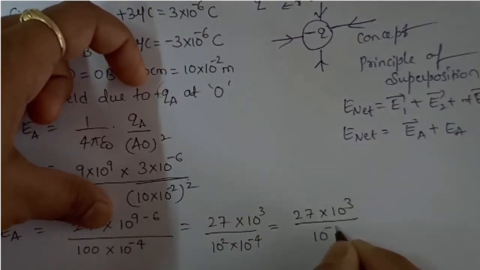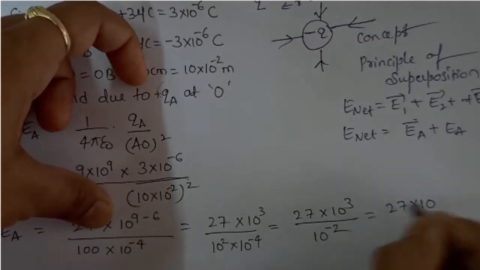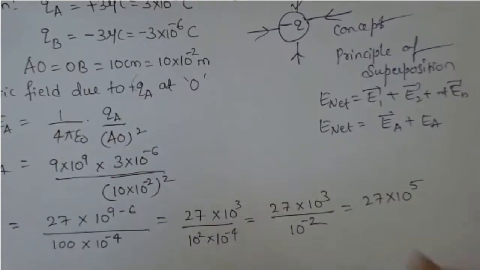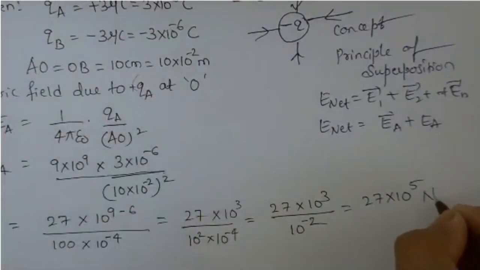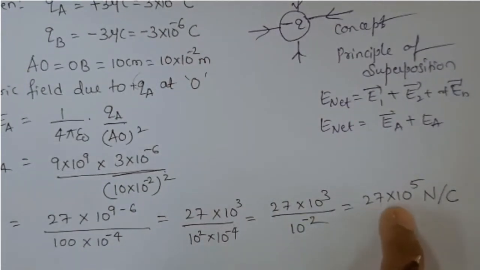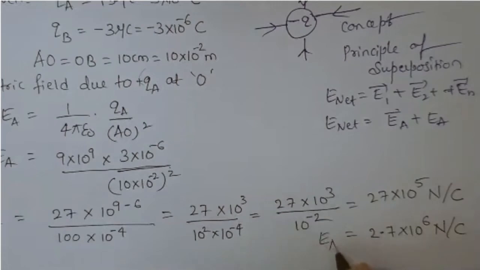This can be written as 10 raised to minus 2, which is equals to 27 into 10 raised to minus 2 goes up, plus 5. So what is the unit for electric field? Newton per coulomb. Okay. So either you can keep it as 27 into 10 raised to 5, or you can shift one point over here and you can take it as 2.7 into 10 raised to 6 Newton per coulomb. Okay. So this is our EA.